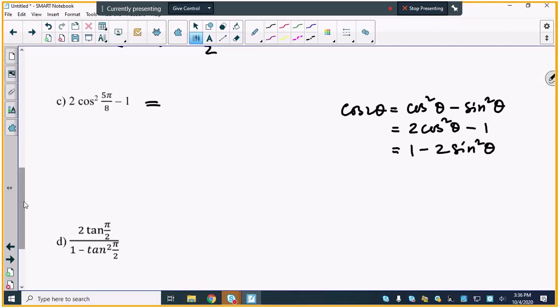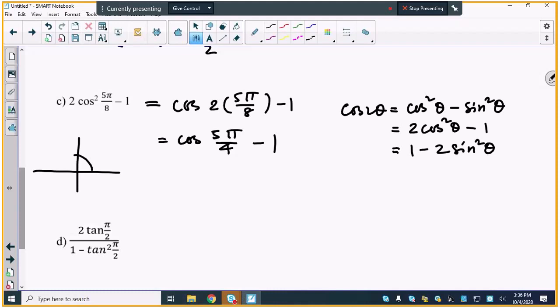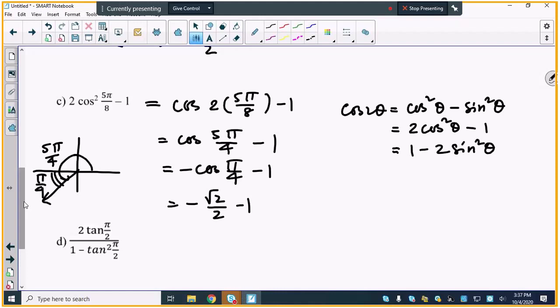So when I see 2 cosine squared 5 pi over 8 minus 1, I write it as cosine of 2 times 5 pi over 8, which is cosine 5 pi over 4, minus 1. Well, 5 pi over 4: it should be 2 pi over 4, 4 pi over 4, 5 pi over 4. So in the third quadrant, the reference angle is clearly pi over 4. So cosine 5 pi over 4 should be negative in the third quadrant. So minus cosine pi over 4 minus 1, and that's minus square root of 2 over 2 minus 1. And that is the answer to my question.